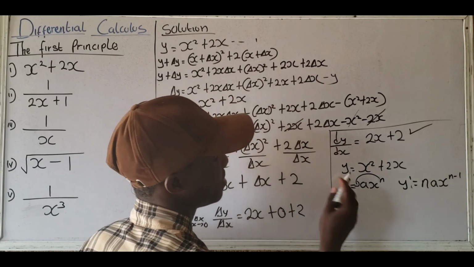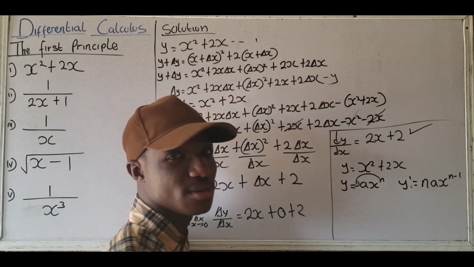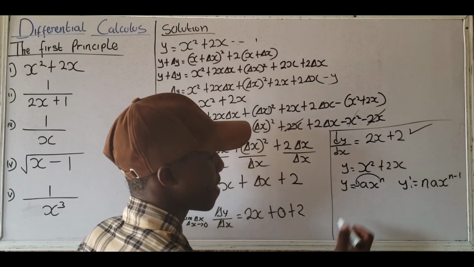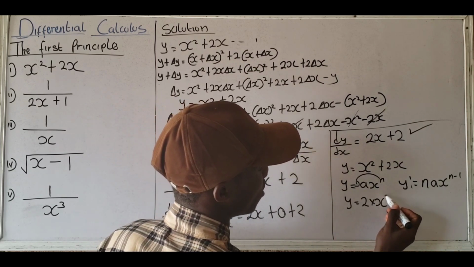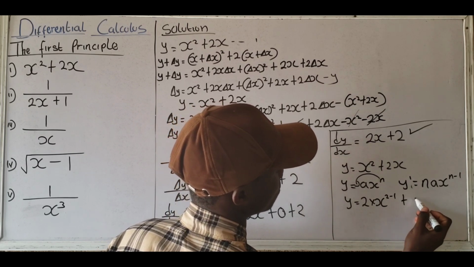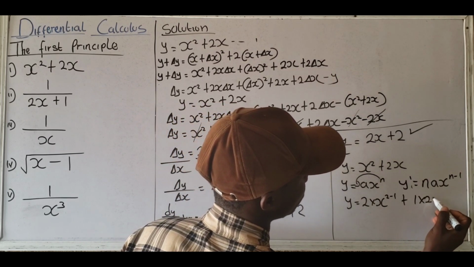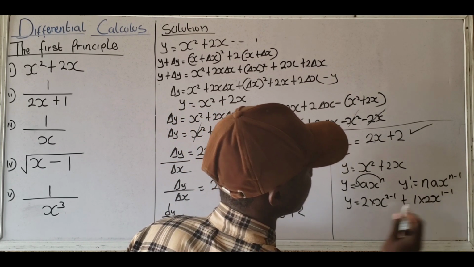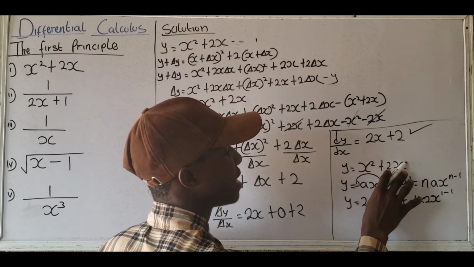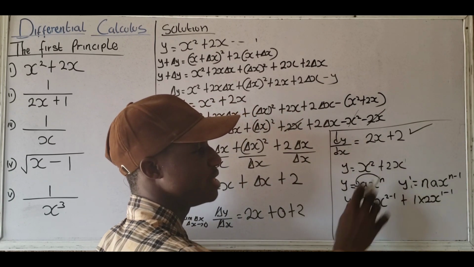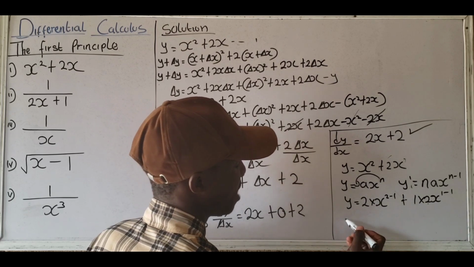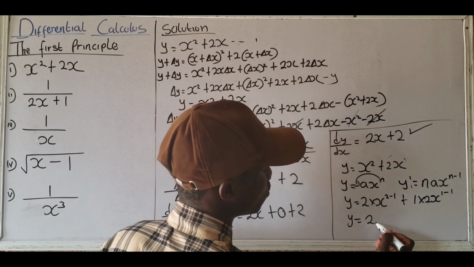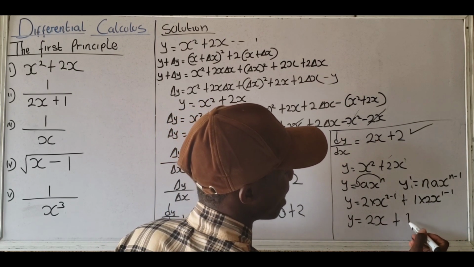So in this case, if I'm to differentiate this using the polynomial rule or the power rule, I'm going to have y equals 2 times x raised to the power of 2 minus 1, plus 1 times 2 times x raised to the power of 1 minus 1, because there is an invisible 1 as the power of this x. So it is that one that multiplies these two. You understand? So here I'm going to have y equals 2x plus 1.